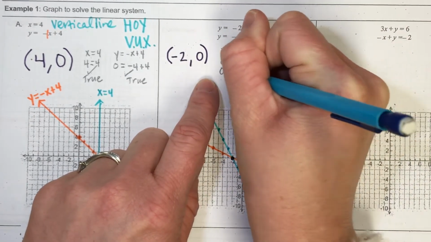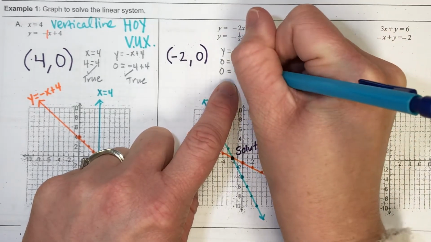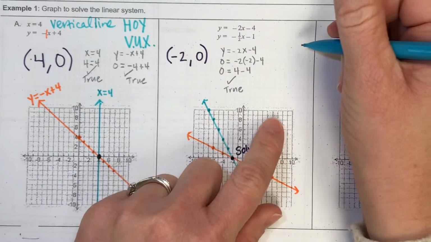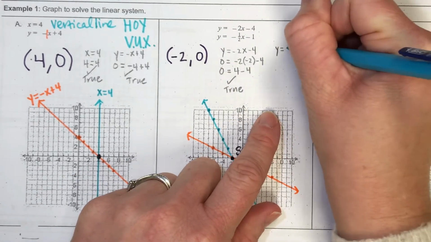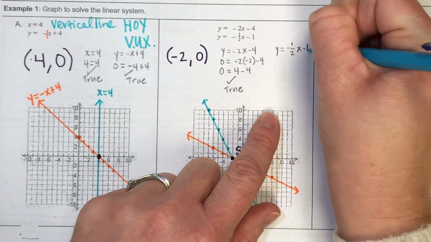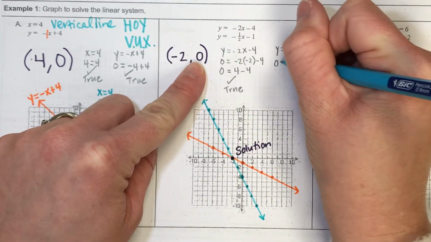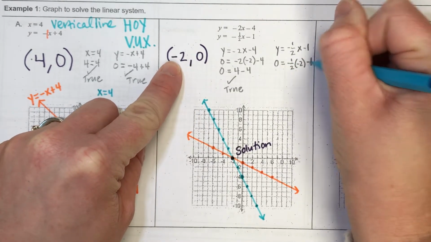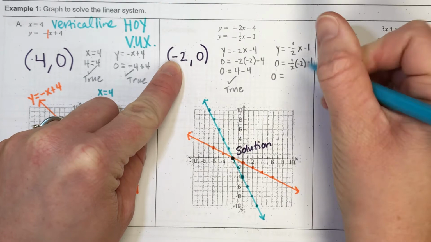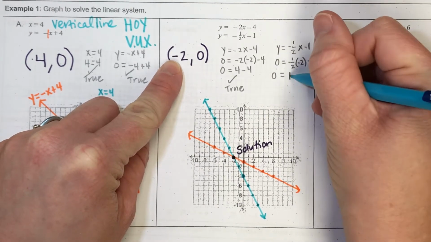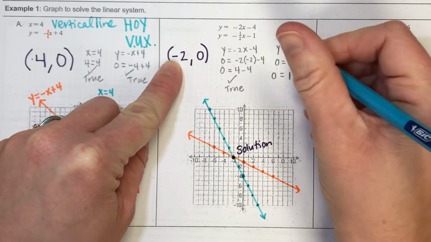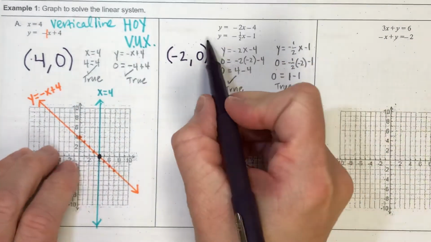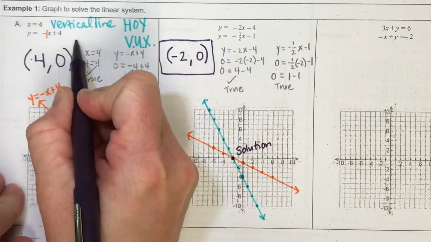And let's just confirm. -2 times -2 is +4. 4 minus 4 is 0. Yes, that's true. And then my second equation, y was equal to -1/2 x minus 1. If I plug in a 0 here for my y and a -2 for my x, I'm going to have half of 2 is 1. Negative times negative makes this a +1. Is 1 minus 1 equal to 0? That is also true. So we have confirmed our solution is indeed -2, 0.